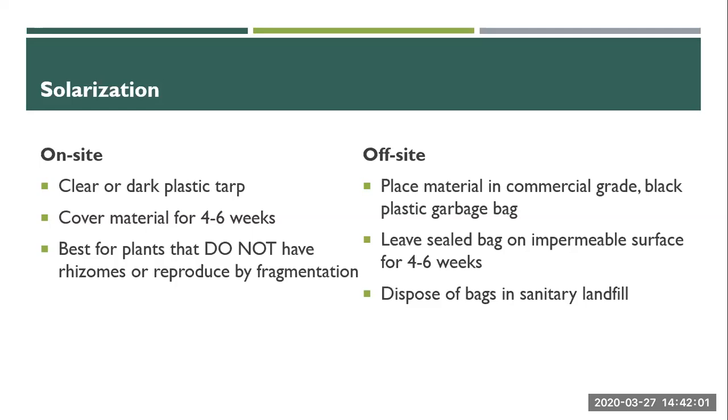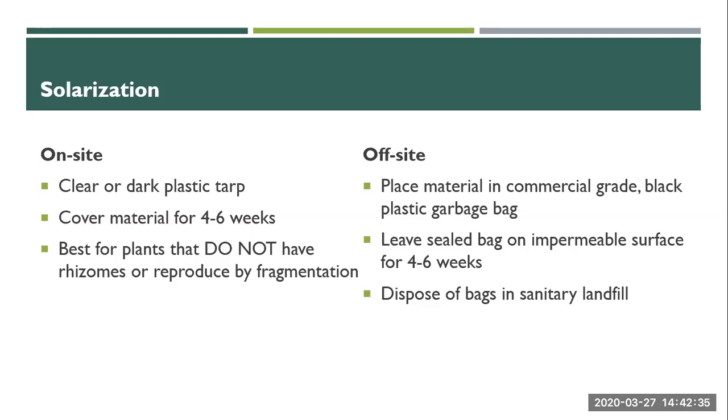You can cut it or mow it, but leave it there, and then you place either a clear or a dark plastic tarp over the entire population. It's best for monocultures if you're doing it this way, so you're not harming other plants that might be in the area. So you lay this tarp over it, make sure that it's held down really well so nothing can get under it and that the wind won't blow it away. And you leave it there for 4 to 6 weeks and allow the sun to do its job and cause the plant to start to decompose.